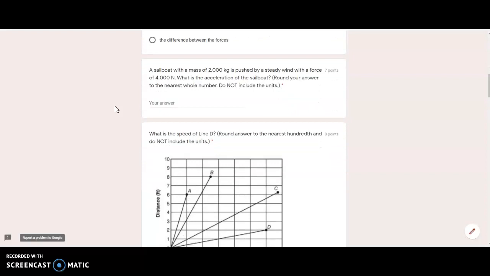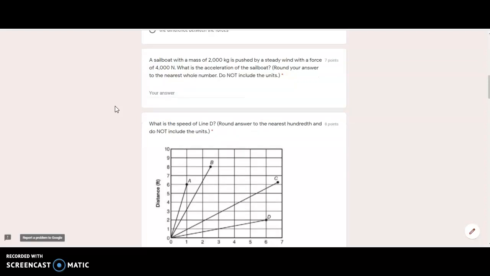Question 2 is a fillable. Remember, do not include the unit. You want to round your answer to the nearest whole number for this particular question. It says a sailboat with a mass of 2,000 kilograms is pushed by a steady wind with a force of 4,000 newtons. What is the acceleration of the sailboat? Remember your triangle, kids.